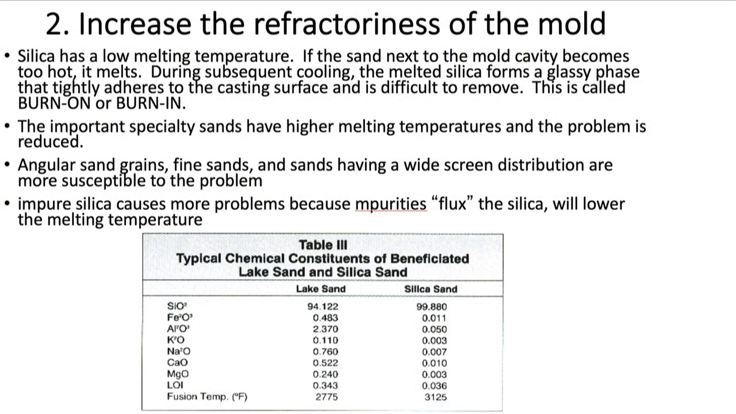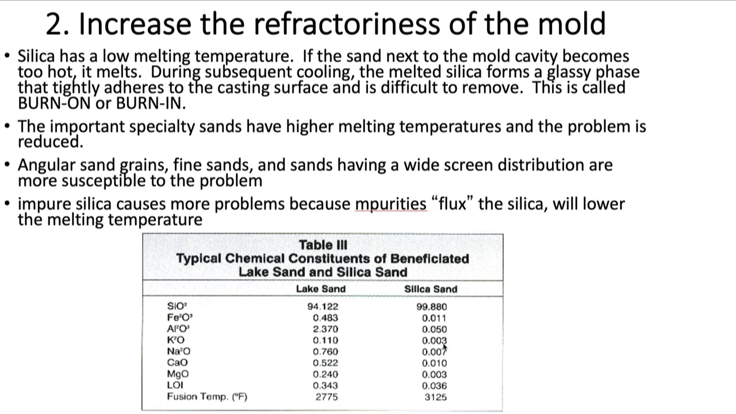As we start to add impurities into the sand, we get a lower melting temperature, and when we get a lower melting temperature, then we have a problem. So here, as we have not 99% pure silica, we have 94% silica, we go down to 2700 degrees, which will definitely burn on or burn into the surface of the casting.